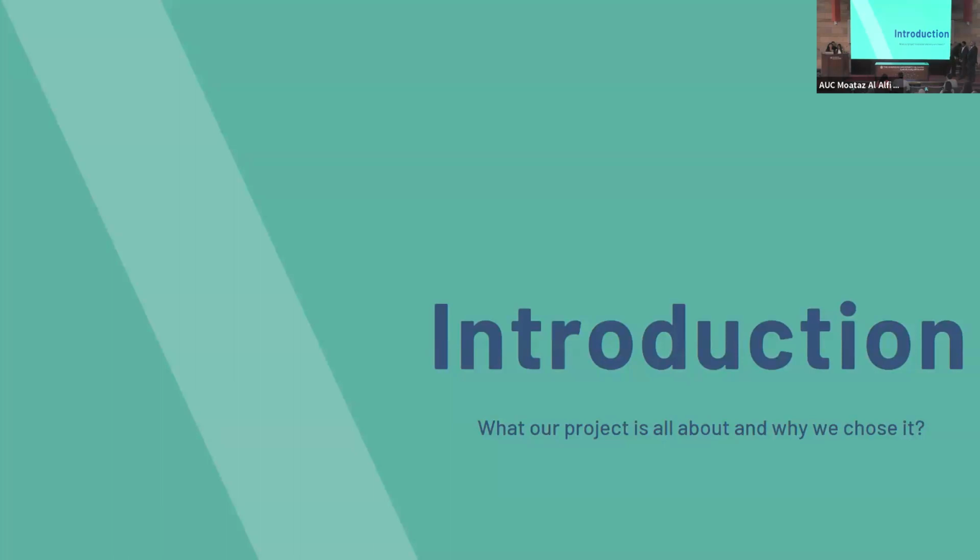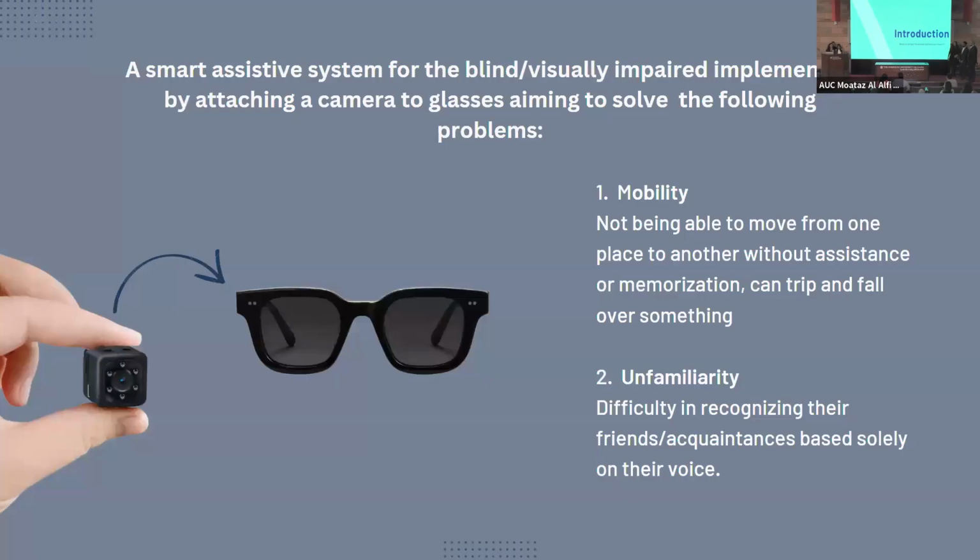So a brief intro of what our project is about and why we chose it in the first place. It's a smart assistive system for the blind and visually impaired, implemented by attaching a small webcam to your glasses, aiming to solve the following problems. So first off, mobility. It's very hard for them to actually guide themselves from one place to another without the assistance of someone else or memorizing their way step by step. And they can easily trip and fall over something, especially if they're in an unfamiliar environment.